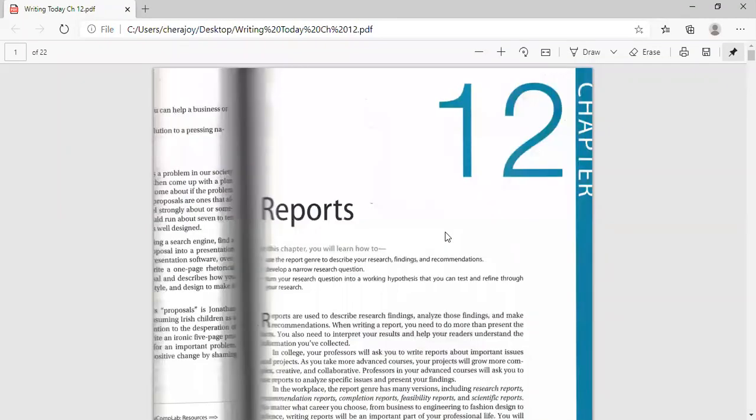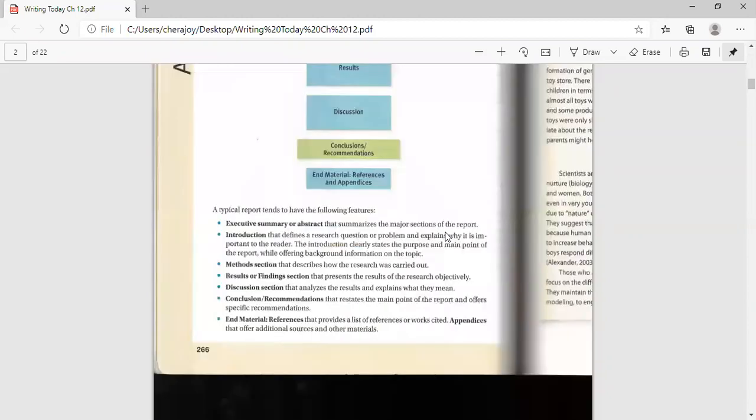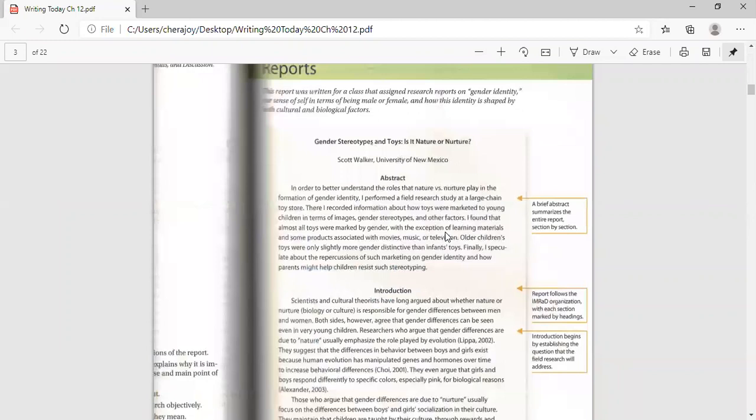Chapter 12 is the chapter that we're covering for the report. The whole chapter will be available for you on Blackboard, but for today, we're just going to look at the student example. So it's not on page 1, 2, or 3. Okay, there we go. I'd like to go through this today and just talk about some of the major parts so that you know what's expected of you when you write this one.